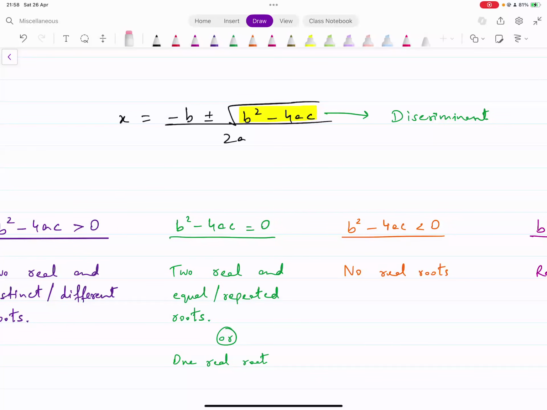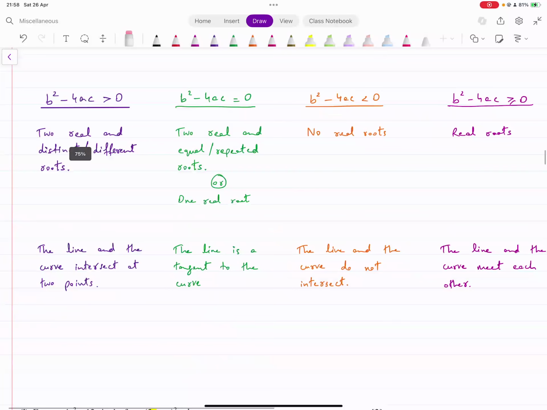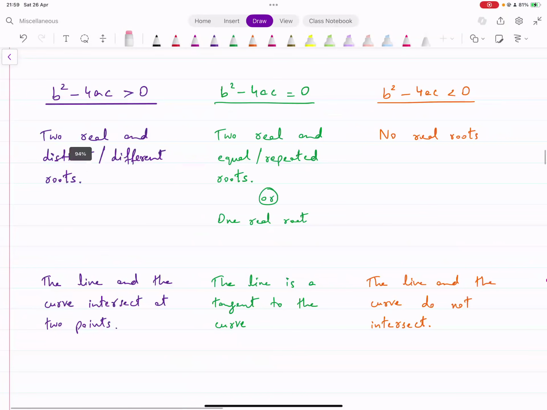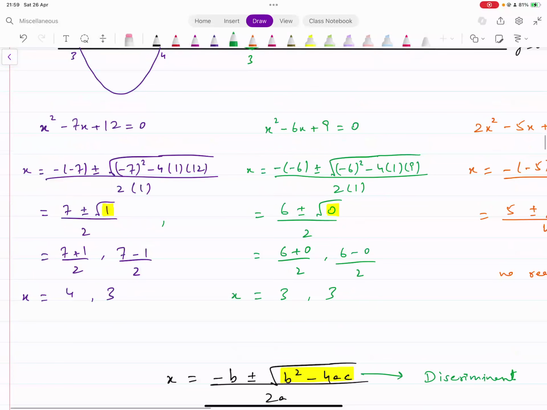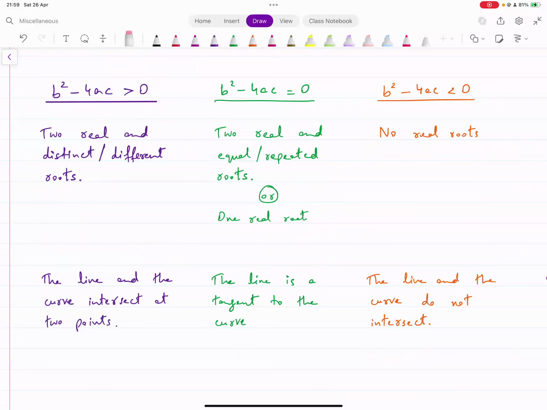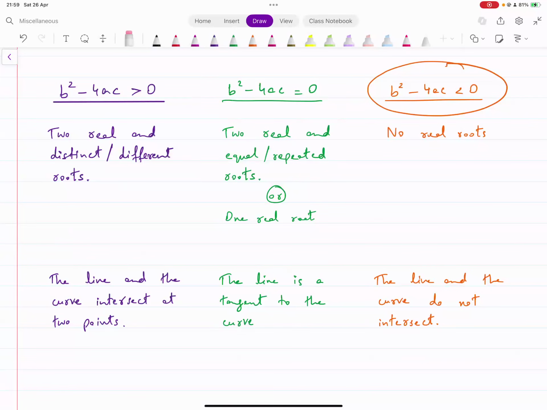Now there are three different cases, in fact, four different cases: three base cases, and then one is derived from them. In the first case, when the number inside is positive, you get two different solutions. So when b square minus 4ac is greater than 0, you get two real and distinct solutions. When it equals 0, you get two equal solutions. Or you can also say that's just one real root because it's the same thing coming twice. And the last case is that you have no real roots. When does that happen? When b square minus 4ac, the part inside the square root, is less than 0. In that case, you get no real roots.